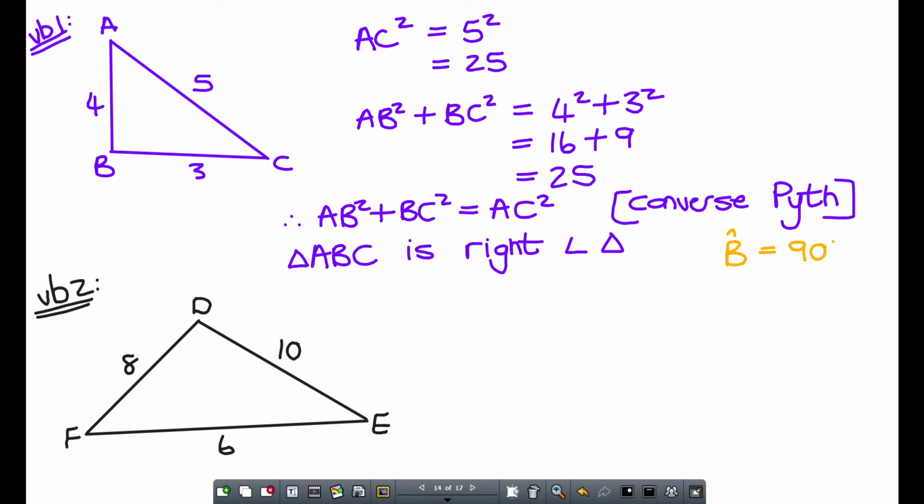Okay, right. So step 1 is take the longest side. And in this case, the 10 was the longest side. So I'm going to say DE squared, meaning 10 squared. And that should give you 100. Okay.